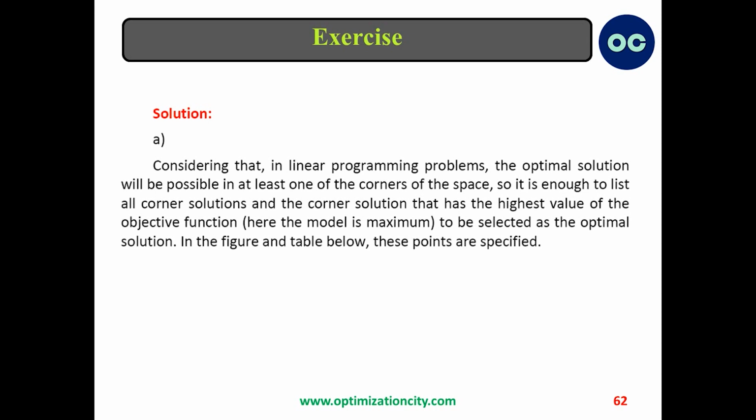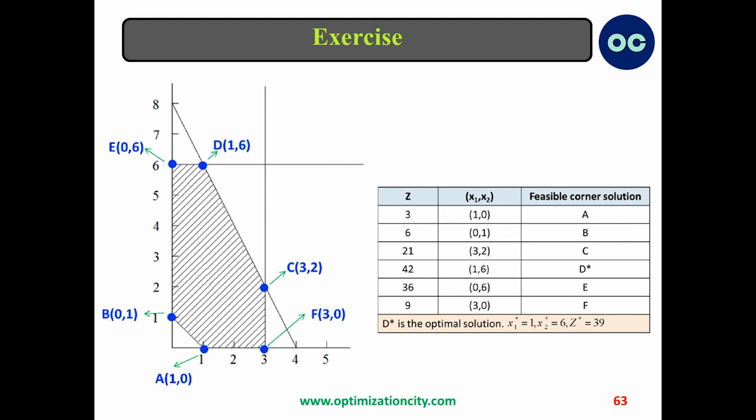Solution for part A. Since the optimal solution for the linear programming problem lies at one of the corners of the feasible region, we can list all corner solutions and select the one with the highest objective function. In this case, the model is in the form of maximization, and then we find the optimal solution. The figure and the table here show the corner points and the corresponding objective functions. So you have 1, 2, 3, 4, 5, 6 corner points, and corresponding to them you also have objective function values. Because we are going to maximize the objective function, the optimal solution happens at point D here.